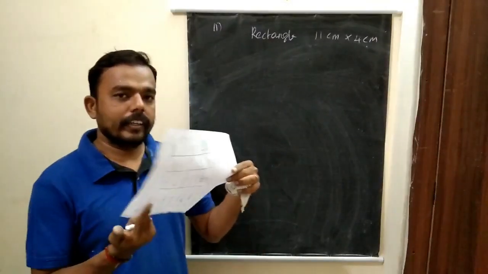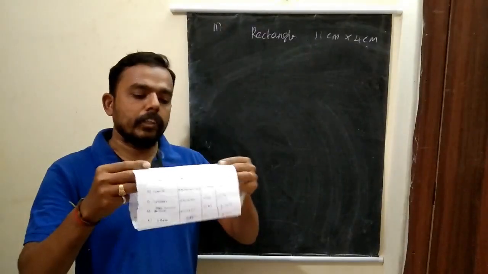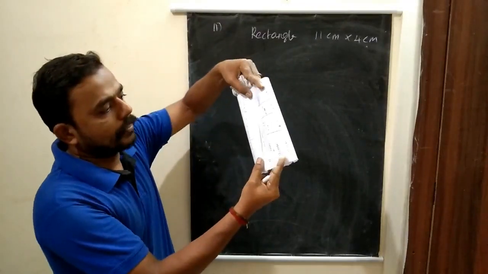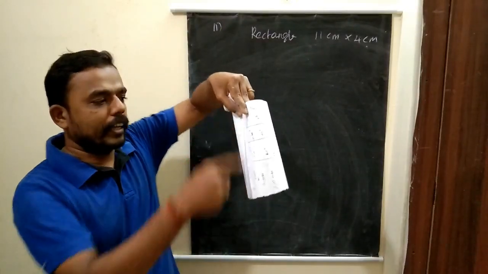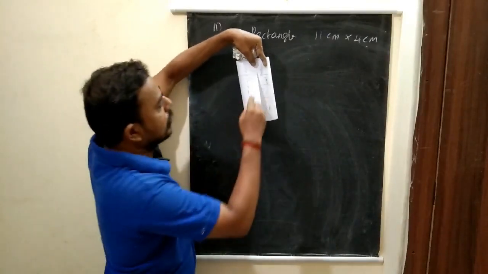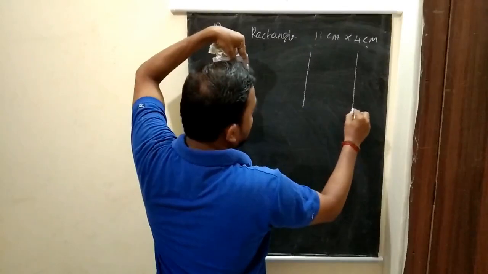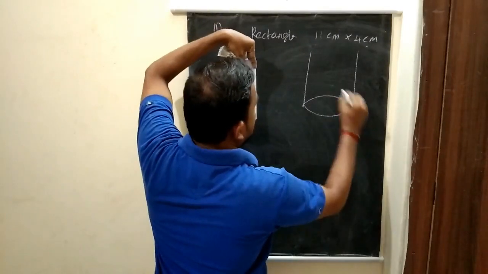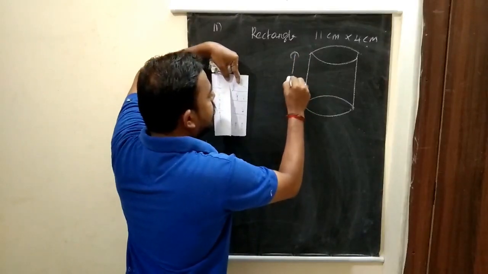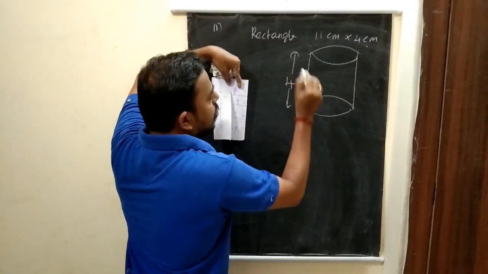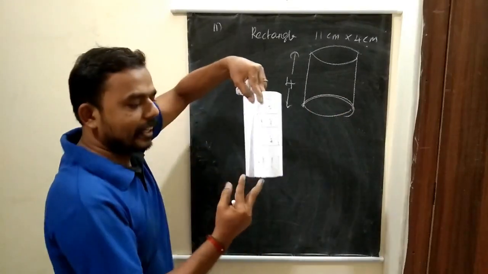Now it's folded along its height. Height is 4 centimeters. Like that folded. Without overlapping means there is no extra piece, edge to edge. Now this is the height. So I am going to draw the cylinder. Now think about this is your height 4. Now think about this length. I am just going to cut this thing.